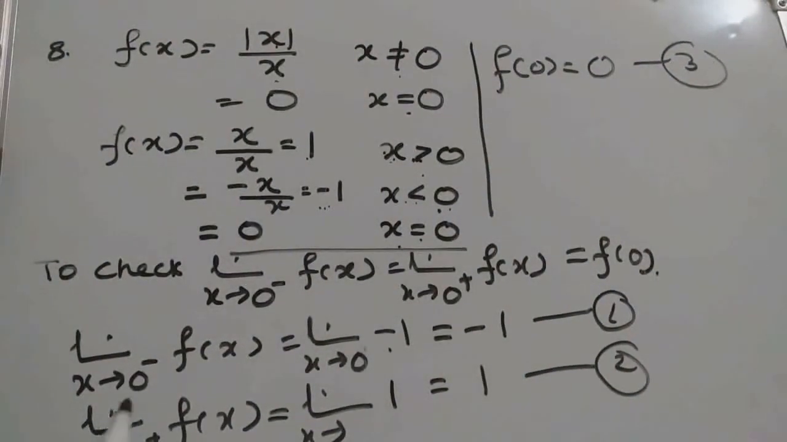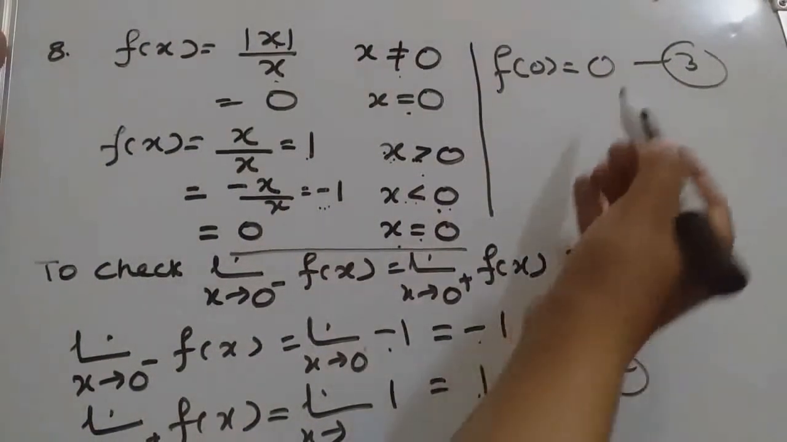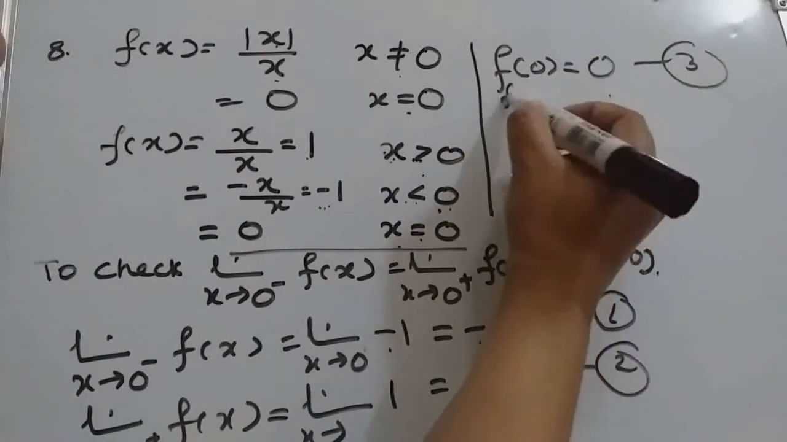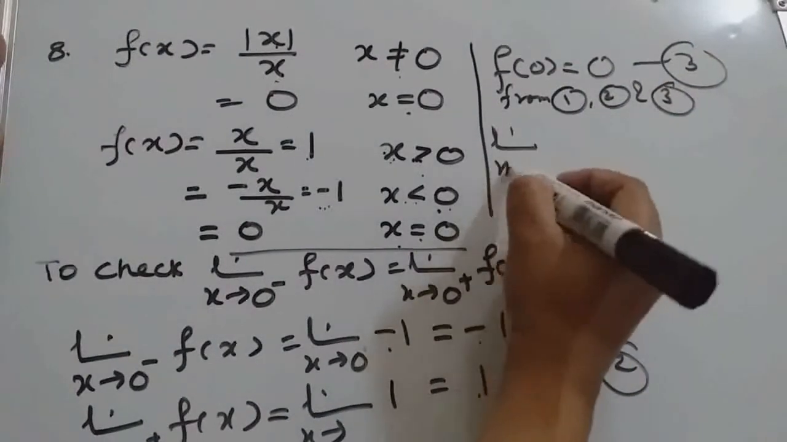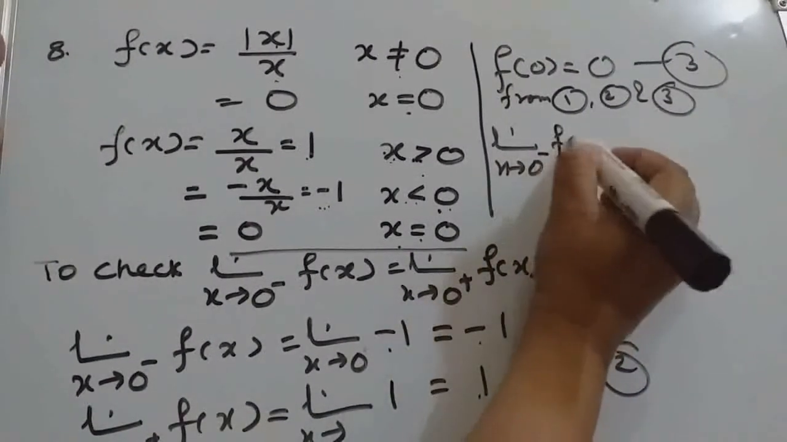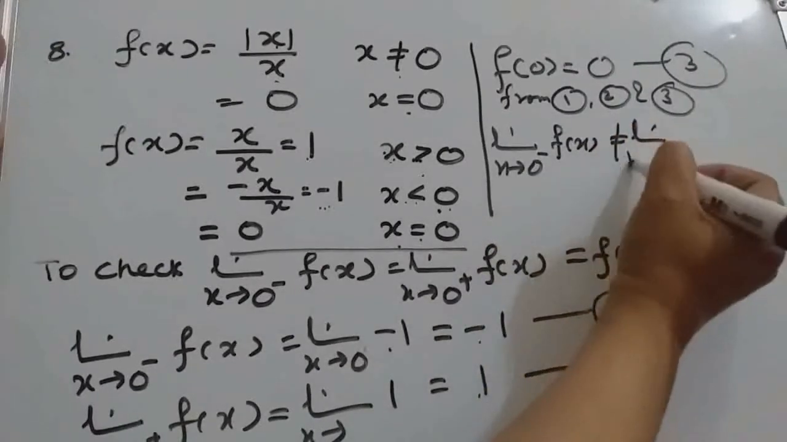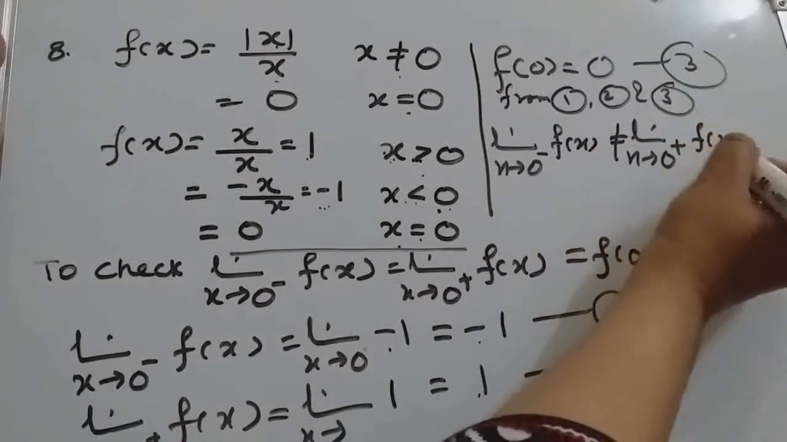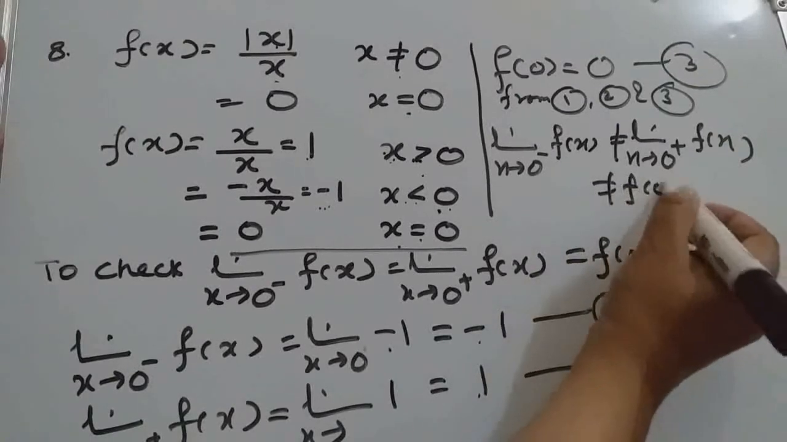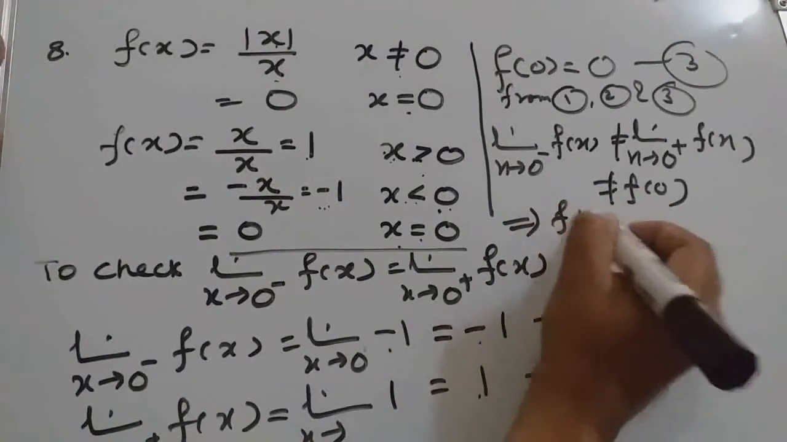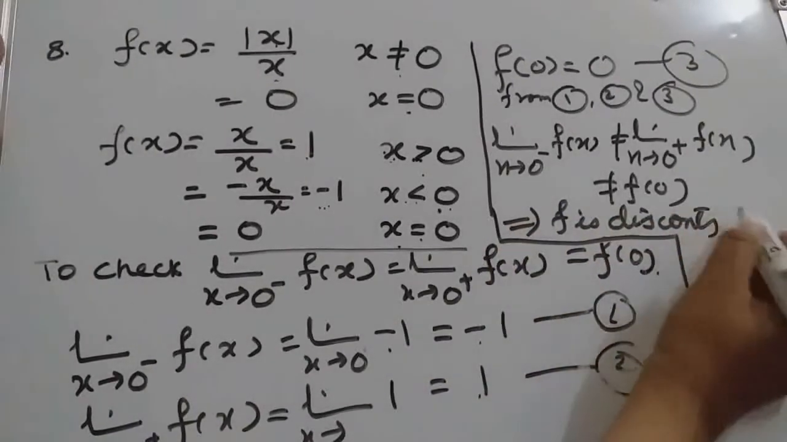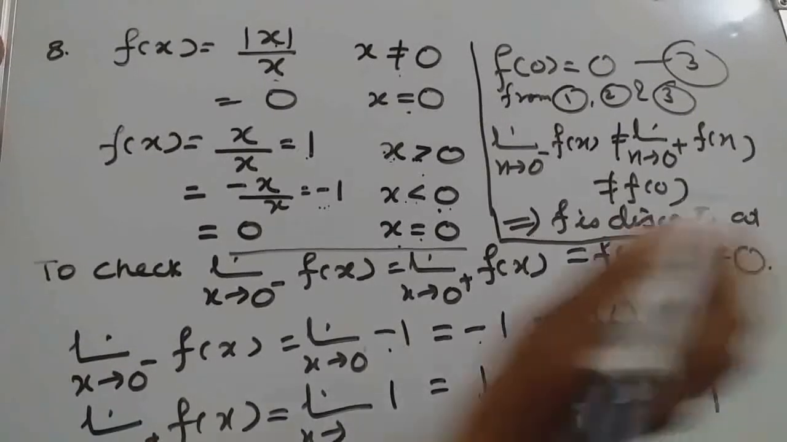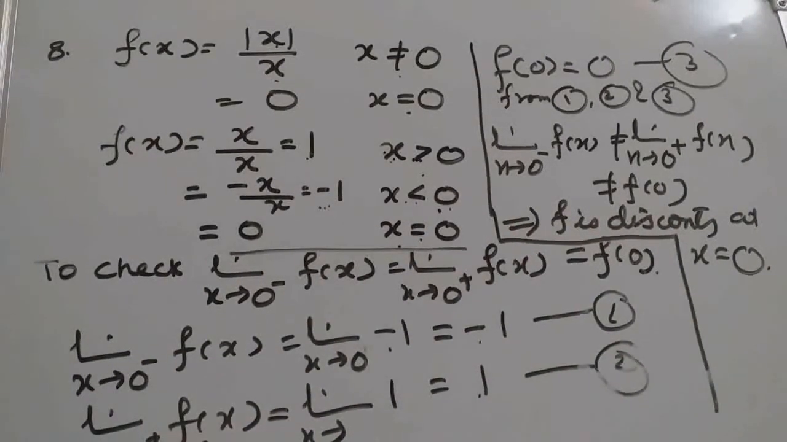Now from 1, 2 and 3 what can we write here? Minus 1, 1 and 0. So limit x tends to 0 minus f of x is not equal to limit x tends to 0 plus f of x is not equal to f of 0. That implies f is discontinuous at x equal to 0, or we can write f is continuous everywhere except at x equal to 0.